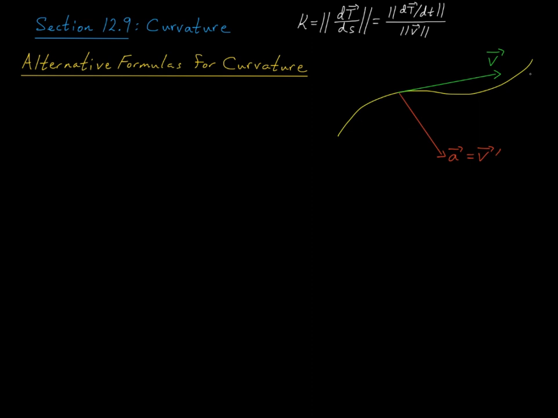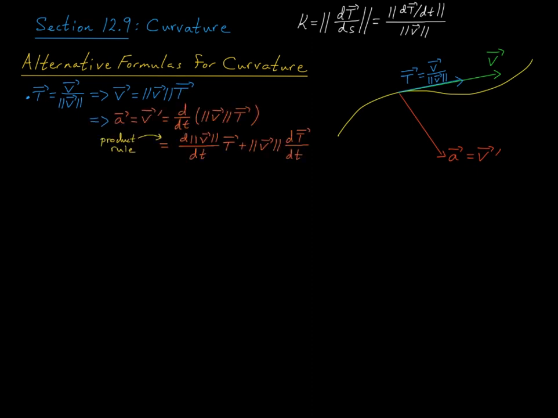So I have a path here, and if we're located at this point, I've drawn our velocity vector here in green, and our acceleration vector, which is just v prime, in red. Our unit tangent vector, T, is by definition the unit vector that points in the direction of our velocity vector, and it's equal to the velocity vector divided by its magnitude. Or put another way, the velocity vector is the magnitude of the velocity vector times the unit tangent vector.